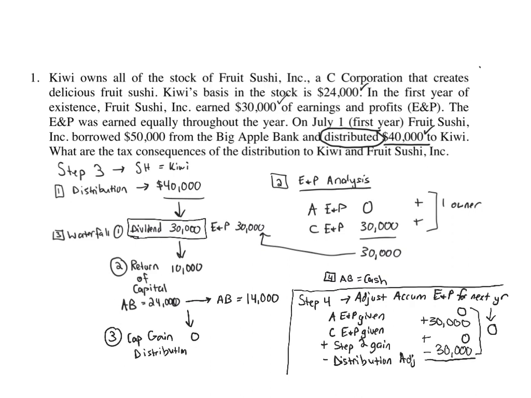So on the exam, as you see in the quiz, it asks for specific things like what is the distribution amount to Kiwi during the year? Or what is the amount of dividend to Kiwi? What's the amount of return of capital? What's the amount of capital gain distribution? What's the basis after the distribution? What is the accumulated E&P of the corporation next year? Those kinds of questions. Okay?